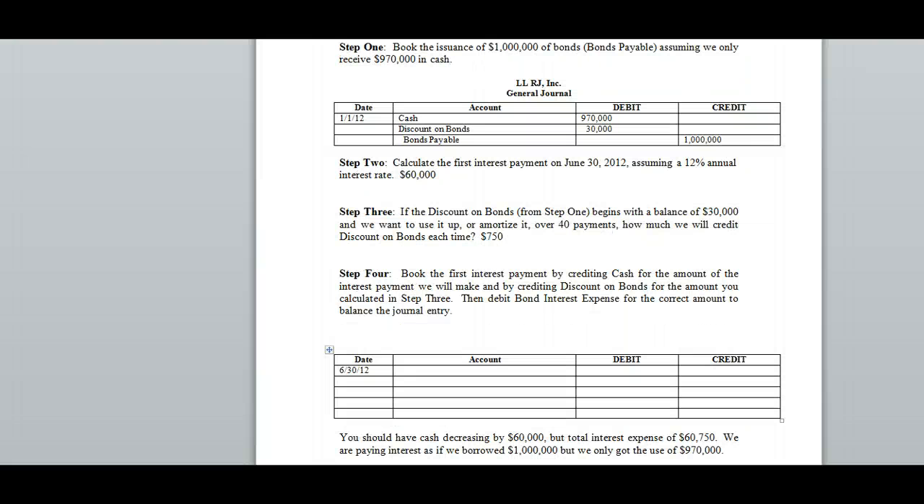So let's make that first bond interest payment. What's happening to cash? It's going down by $60,000. So we credit cash for $60,000. We decided that that discount on bonds is going to get amortized, in other words, used up, $750 every time we make a payment. So our interest expense is a debit of $60,750. Not just the $60,000 check we write, but the check we write plus the amortization of the discount on bonds to give us total interest expense not of $60,000 but of $60,750. We are paying interest as if we borrowed the full $1 million, but we only got the use of $970,000. So our interest expense should be more than $60,000 every 6 months. All right, I hope that helps you understand discount on bonds.